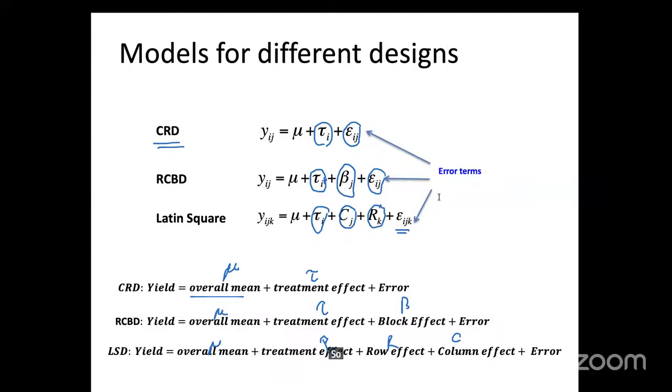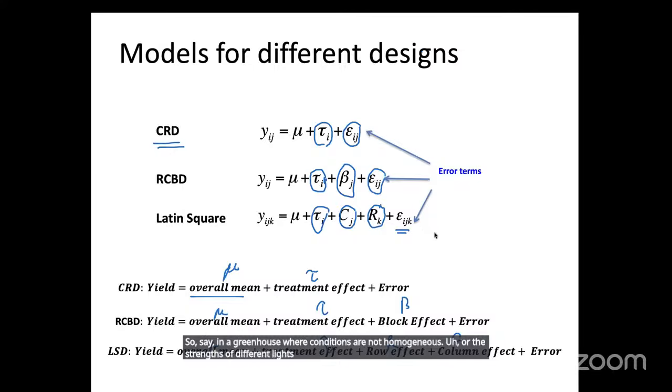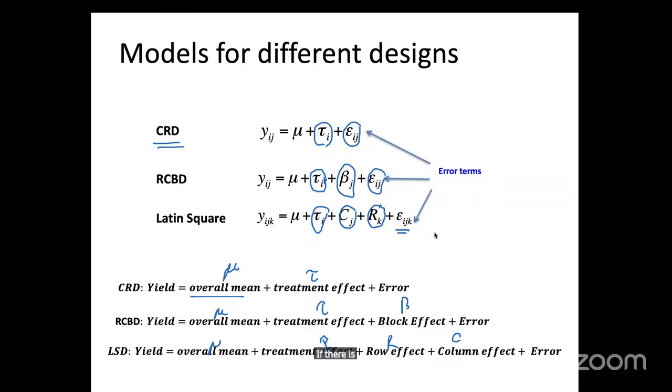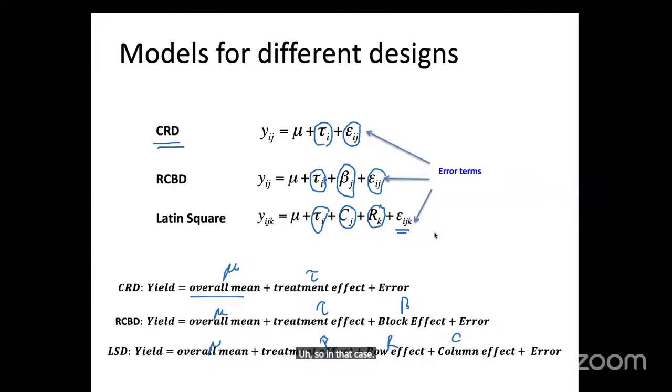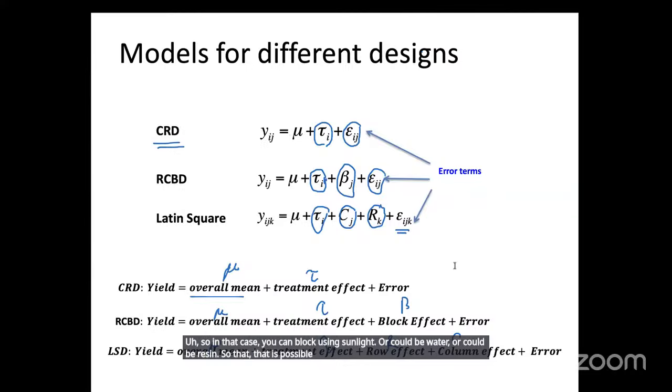So it's in a greenhouse where conditions are not homogeneous, or the strengths of different lights. Yes, you can use RCBD in a greenhouse, especially if there are directional differences, let's say on one side you have the sunlight coming from one end. In that case, you can block using sunlight, or it could be water. So that is possible. You can use RCBD in a greenhouse.